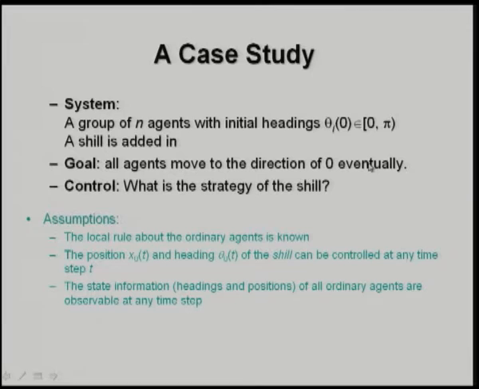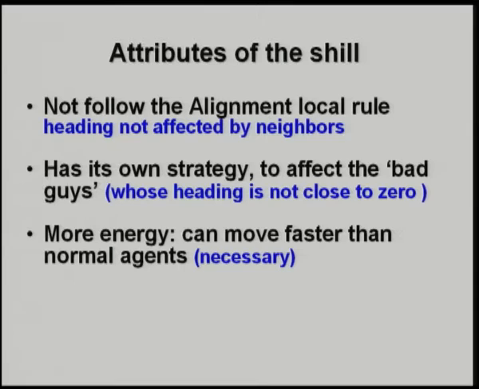So what is the strategy for the shill? Notice that here the shill does not follow the alignment local rule, so its heading is not affected by the neighbors. It has its own strategy, and it tries to affect the bad guys. The bad guys are those whose heading is not close to 0. But we still need one more thing: the shill needs more energy so that it can move faster than normal agents. Otherwise, it might not catch up with a bad guy, and it can never have an effect on it.